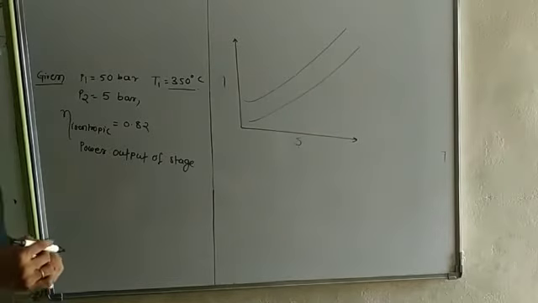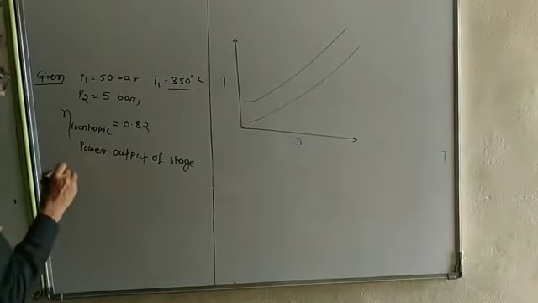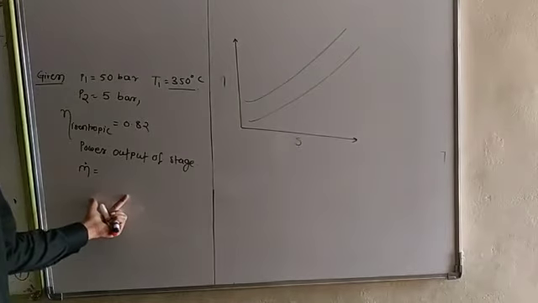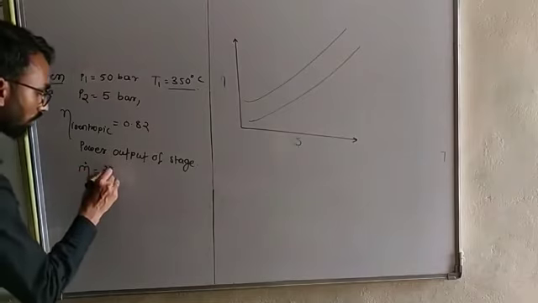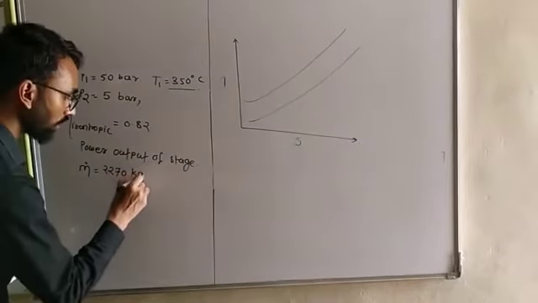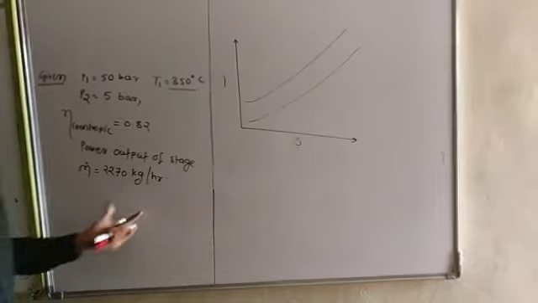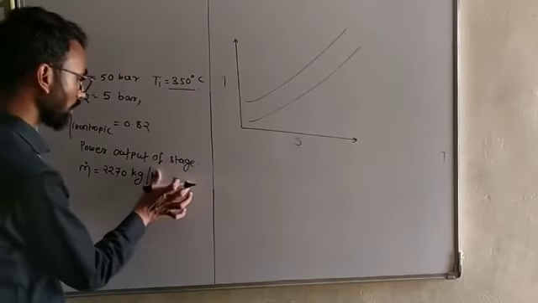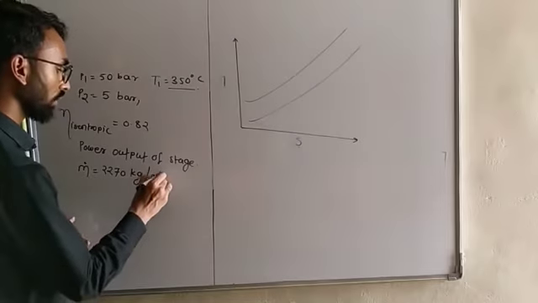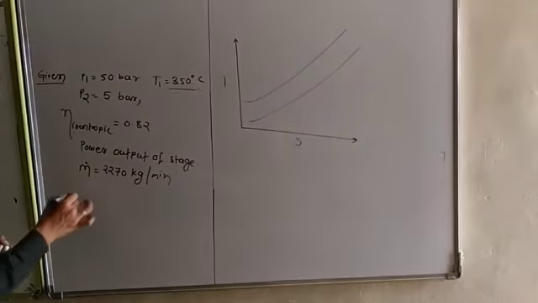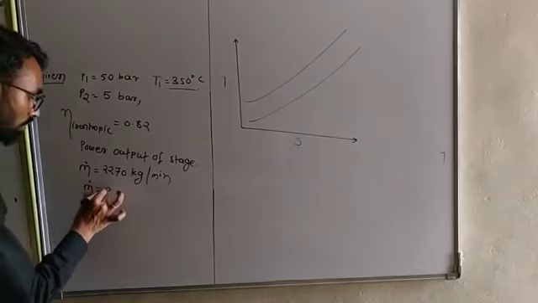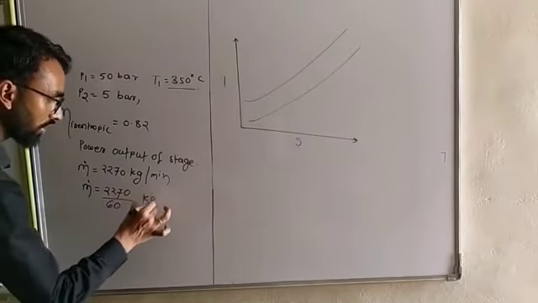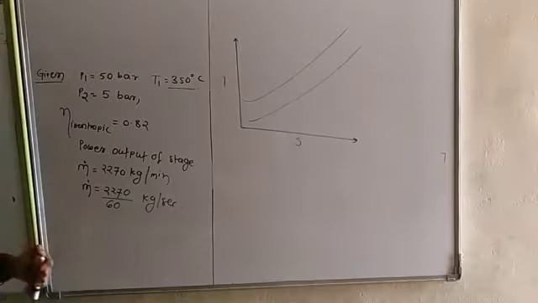Now what is the mass flow rate given in the question? The mass flow rate given in the question is 2270 kg per hour. Sorry, kg per minute is given. You can convert it to kg per second. Mass flow rate is equal to 2270 divided by 60 kg per second.